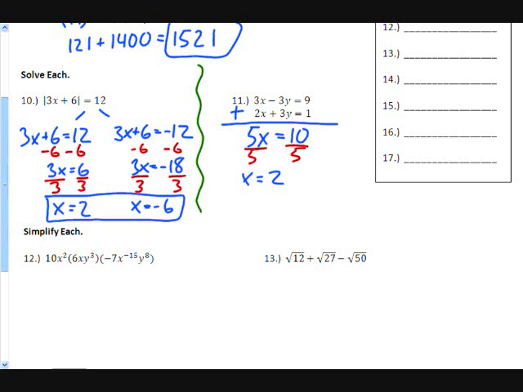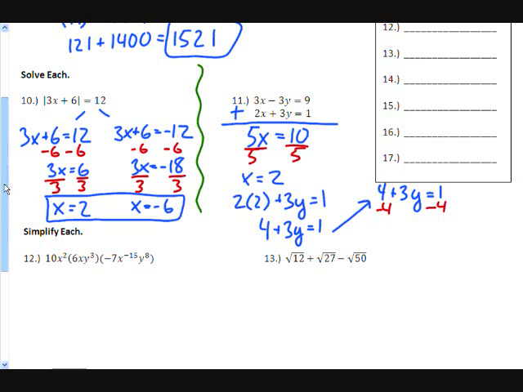So I have to take one of the equations. I'm going to take the second one, and I'm going to plug this x value in, and I'll find out what y equals. So I've got 4 plus 3y equals 1. Let me take it off to the side. I'm going to subtract the 4 from each side. So I find out that 3y equals negative 3. And now I'm going to divide each side by the 3 and find out that y equals negative 1.